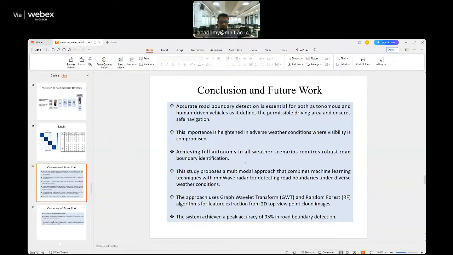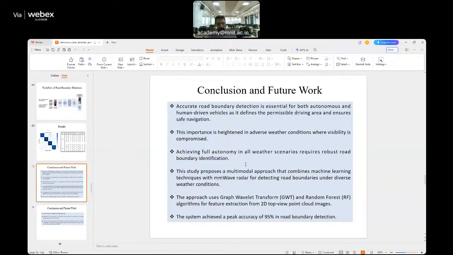To conclude, and future work: accurate road boundary detection is essential for both autonomous and human-driven vehicles, as it defines the permissible driving area and ensures safe navigation. This importance becomes very crucial in adverse weather conditions. Why? Because in hilly regions, when the vehicle is going, it becomes really very difficult. Then you have to maintain your vehicle in the same lane, because if somehow you cross the lane, it is likely to be life threatening.